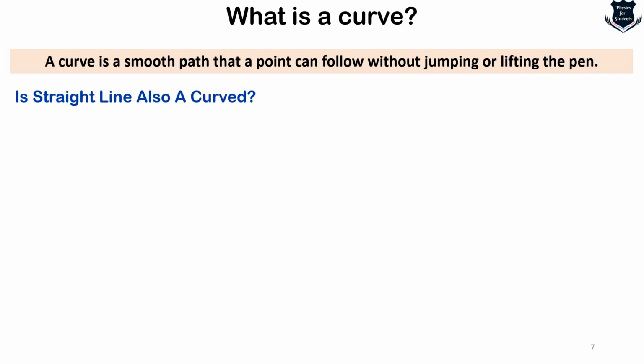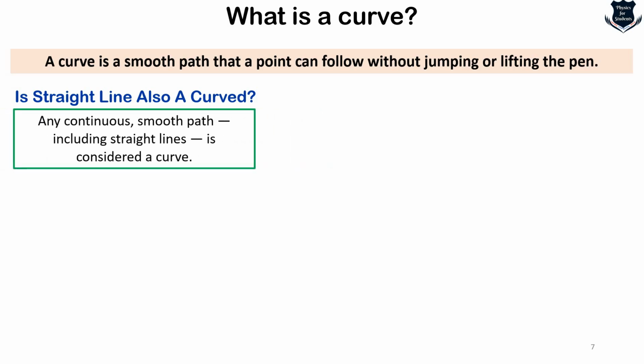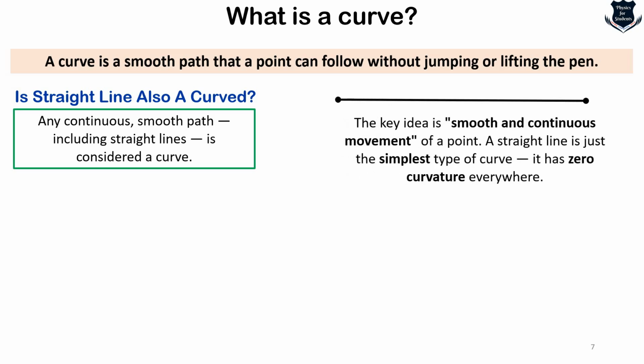Now there is again a question: is a straight line a kind of curve, because we do not see any wiggling or bending? So is a straight line also a curve? We can say yes, in differential geometry it is, because any continuous smooth path, including straight lines, is considered to be a curve. So remember, what is the key idea?